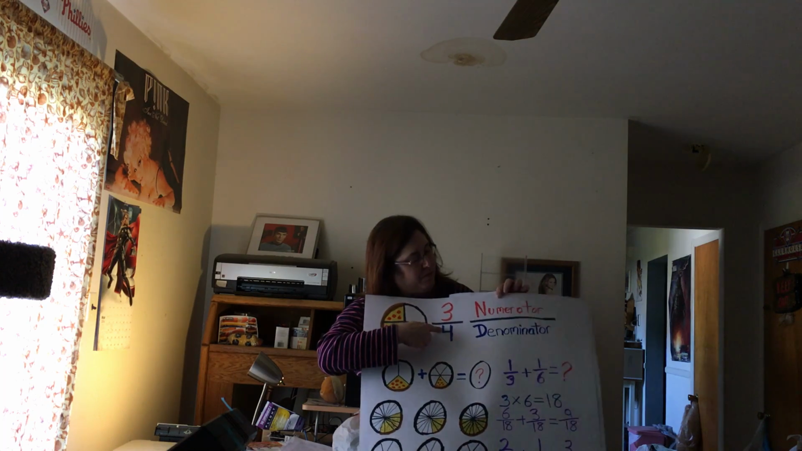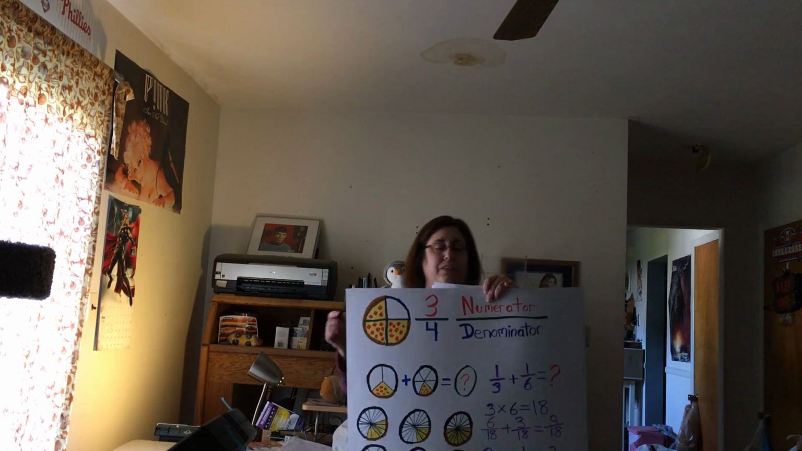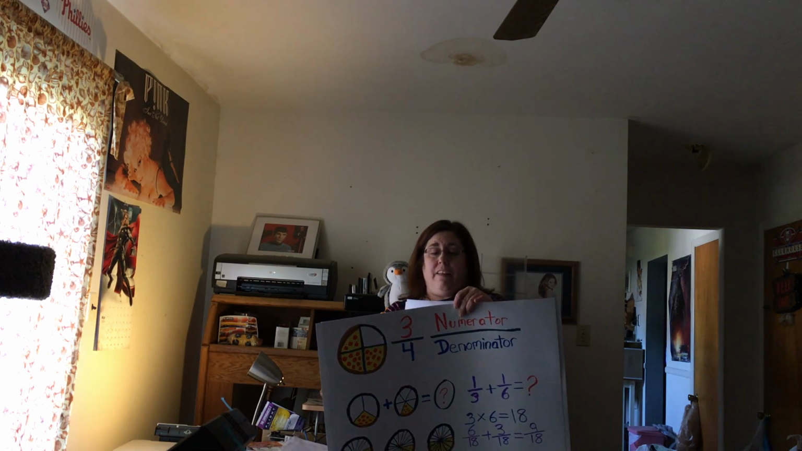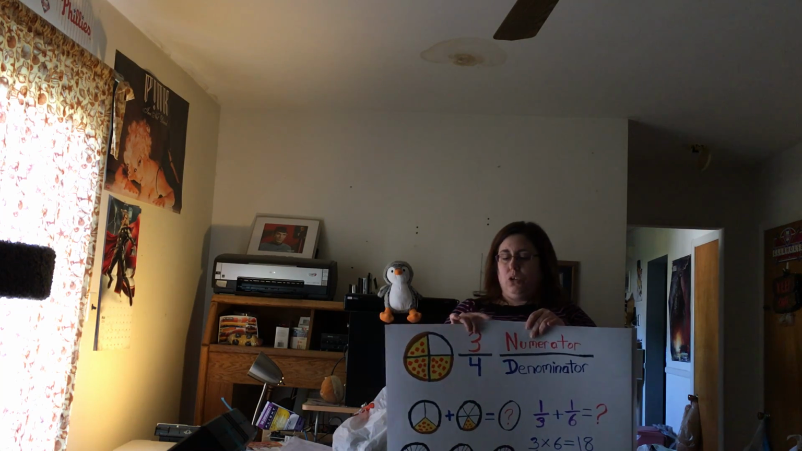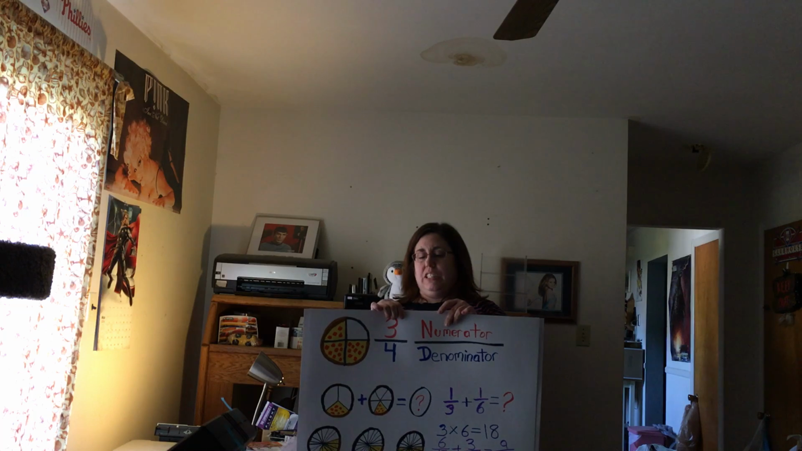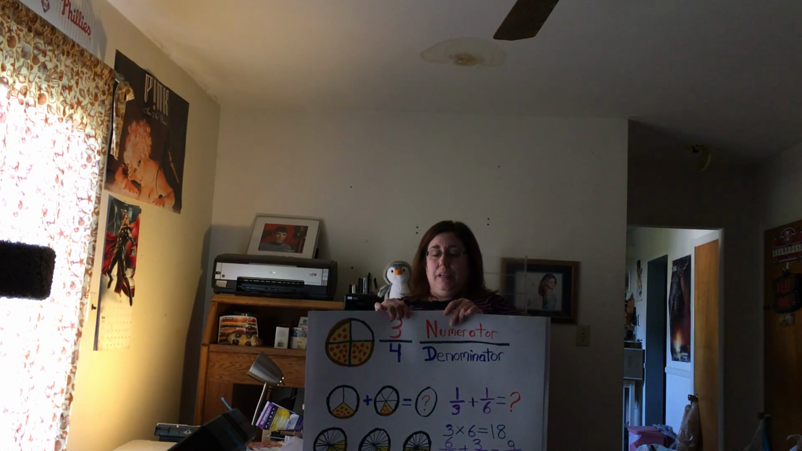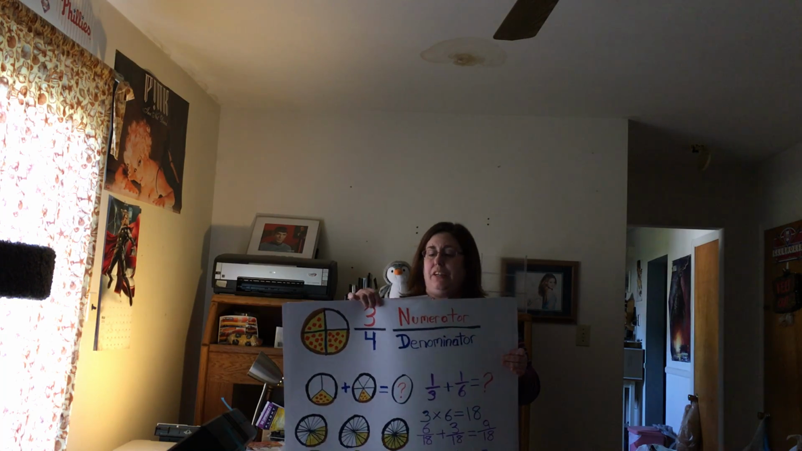So here we have a fraction, 3/4. The top number is the numerator and the bottom number is the denominator. The lowest common denominator is the smallest of all the possible common denominators. We can't add or subtract fractions with different denominators, so we need to make the denominators the same. But how should we find the common denominator?